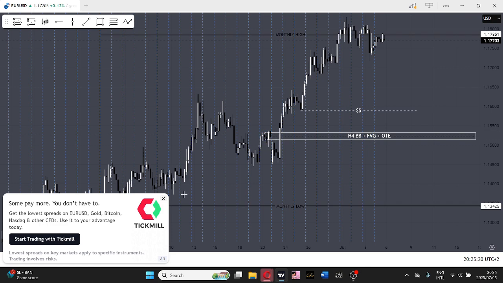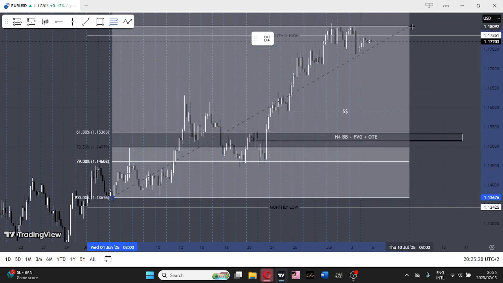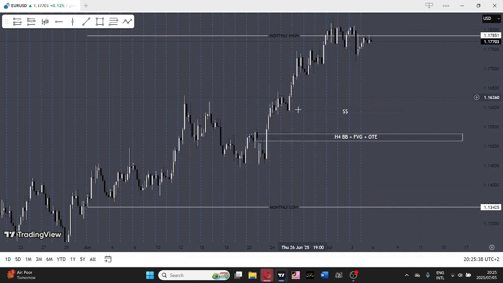is inside a fair value gap, and they are both validated by optimal trade entry. When you take it from the lowest point to the highest point of the previous month, you can see that it's in the gray, which is the 70 to 60%, which is the optimal trade entry, and this liquidity above validates it. So I'm expecting something like this.